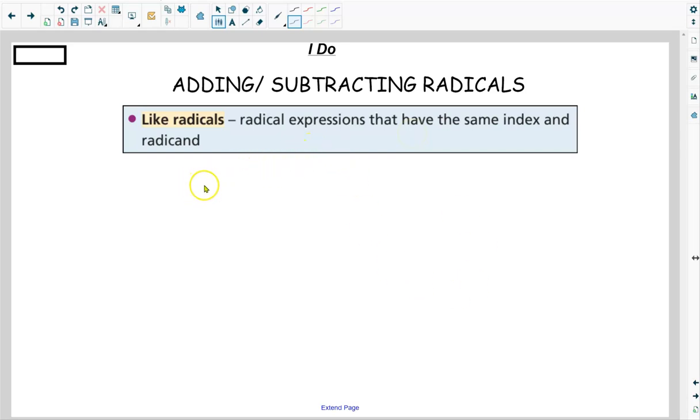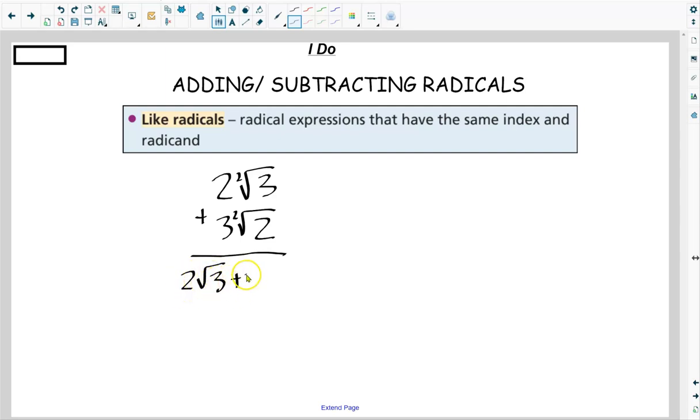Okay, so let's say I have to add 2 square root of 3 plus 3 square root of 2. I cannot do that, okay, because I need to have like radicals to add them or subtract them. That means the same index. They do have the same index, a 2 and a 2. And the radicand must be the same. The 3 is not the same as 2. So this one I would leave as 2 square root of 3 plus 3 square root of 2. Okay, I cannot do this one.